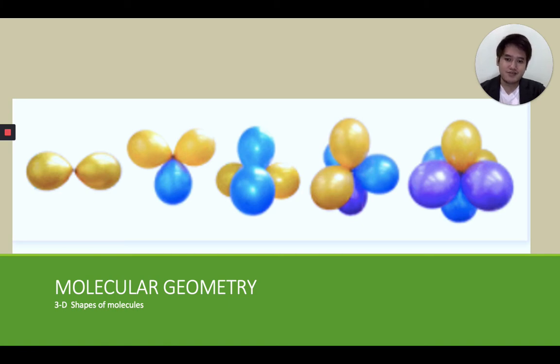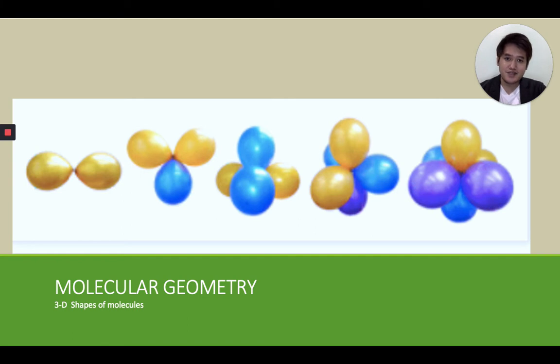All right. In reality, molecules exist as 3D objects. So that's why we have to consider their 3D arrangement in space. And that is where molecular geometry comes in, which is basically a study of the 3D shapes of molecules.